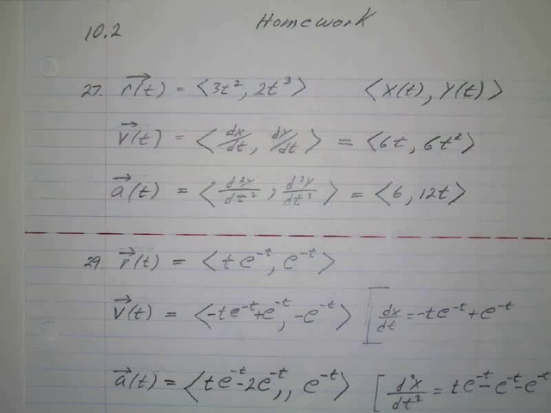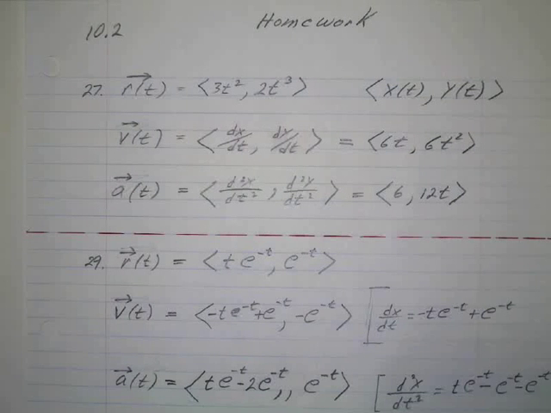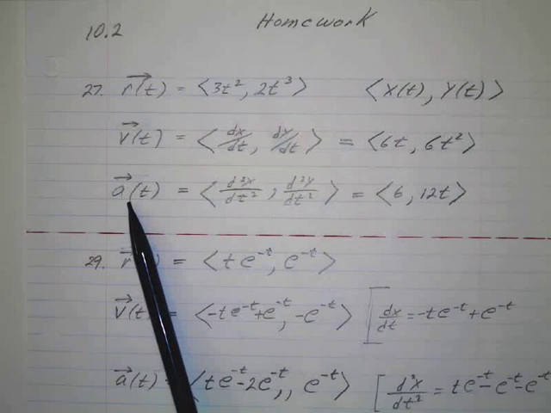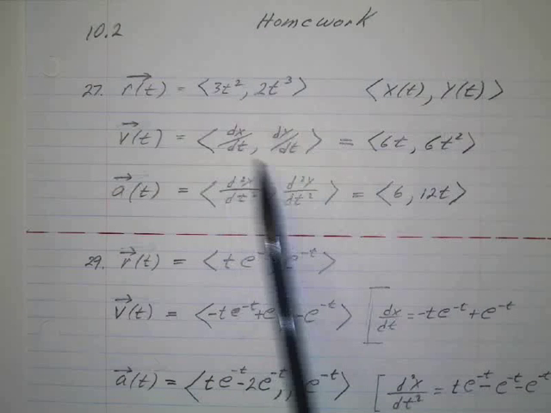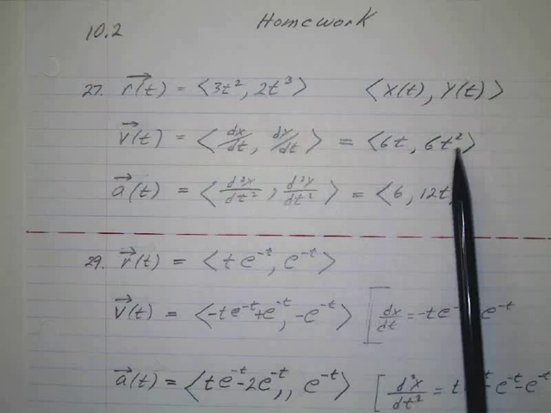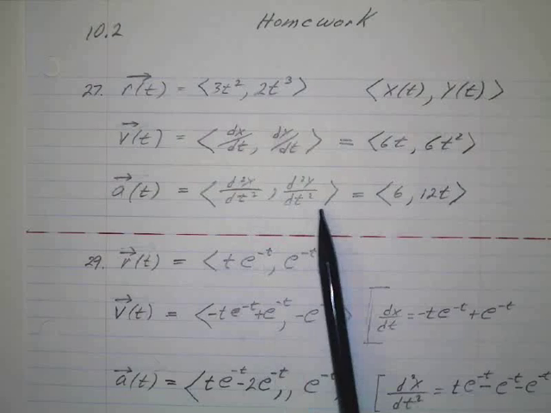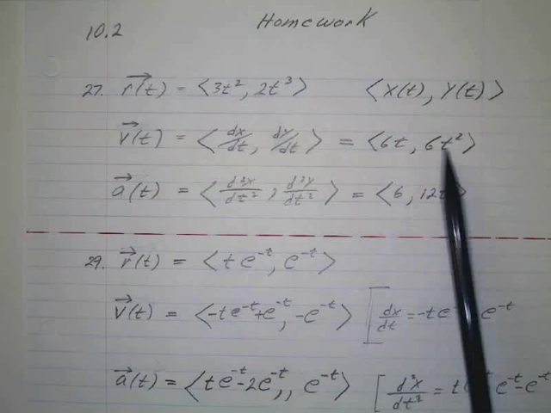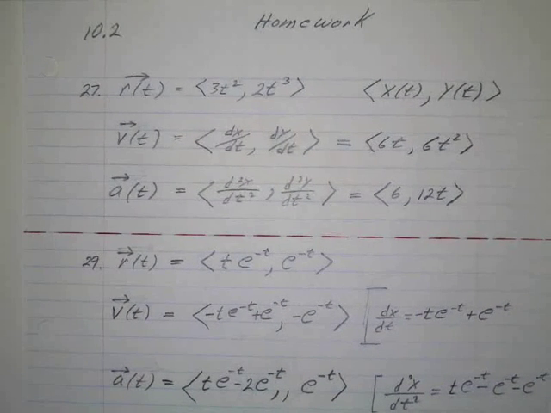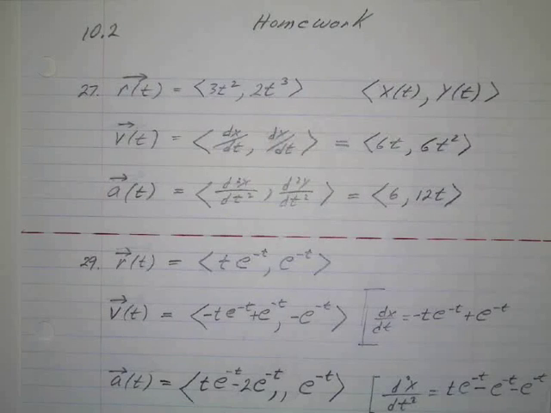And then if I want to find the acceleration vector as a function of time, then we just take the derivative of each of these components, or the second derivative of the position. In either case, the derivative of 6t is 6, and the derivative of 6t squared is 12t. That's all you had to do. Pretty easy. On number 29, the same thing.